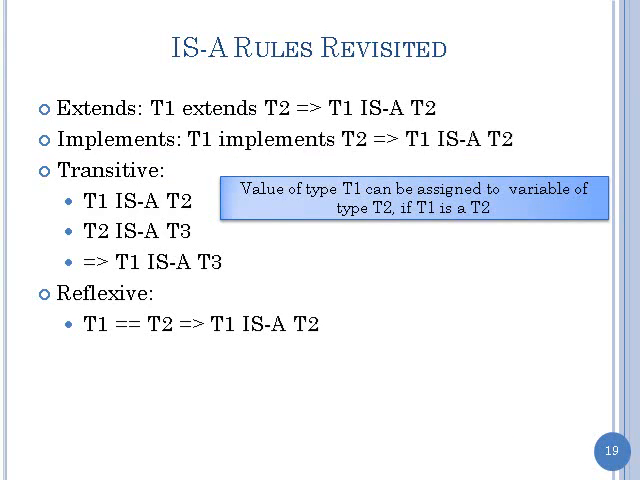Now let's try to put these things together. So I gave you the ISA rules, and I said T1 extension defines an ISA relationship, implements defines an ISA relationship, and by transitivity you get ISA relationships. And of course, if T1 is equal to T2, then it is an ISA. So that's what we define ISA as, and then we said, okay, now we use ISA in this rule: that a value of type T1 can be assigned to a variable of type T2 if T1 is a T2. So we understand this rule, and we've applied this rule many times.